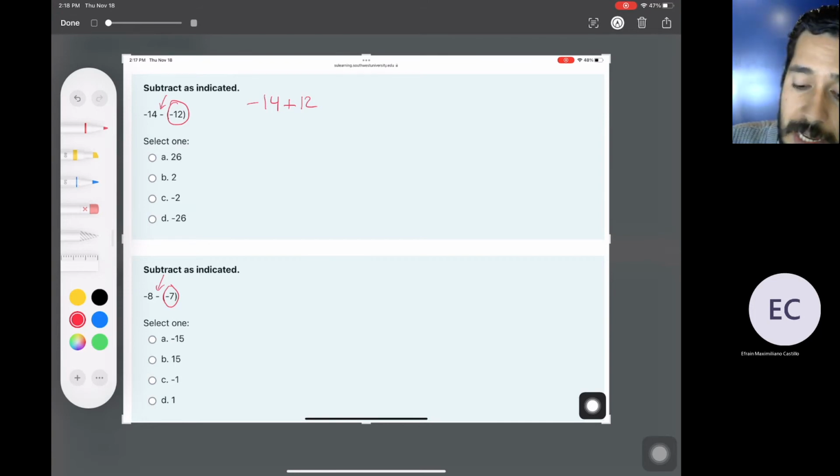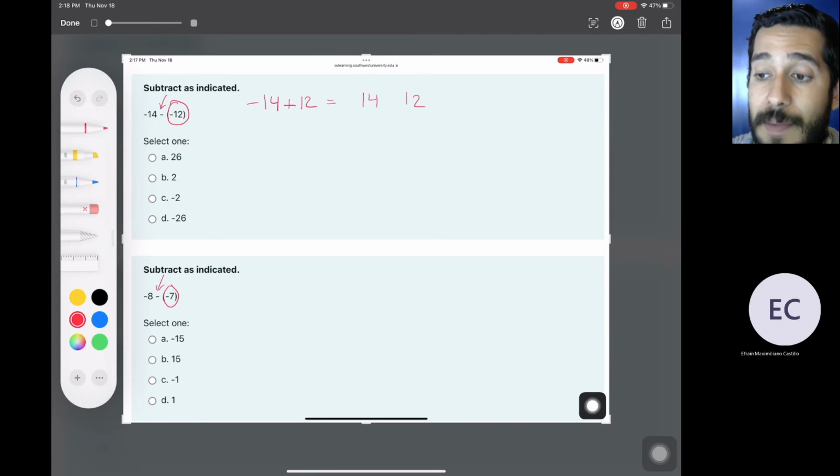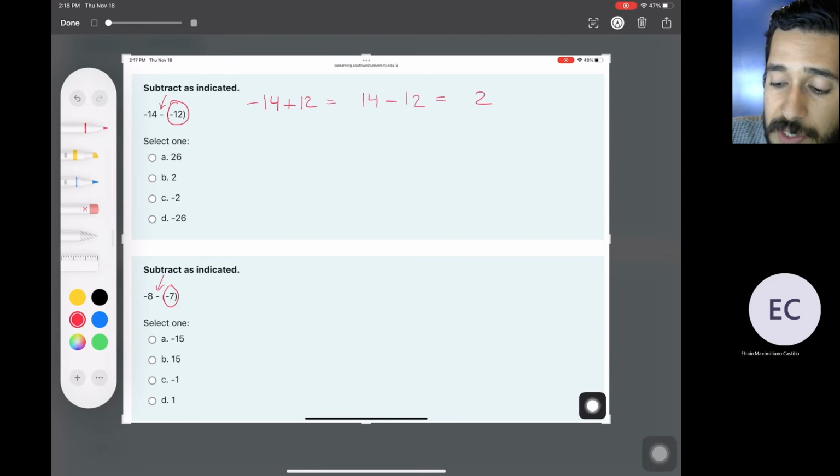Okay, so what is negative 14 plus 12? I'm doing this addition. I have to get the absolute values, 14 and 12, the numbers without the signs. And then I have to subtract them since they have different signs. Okay, the numerical value is 2.